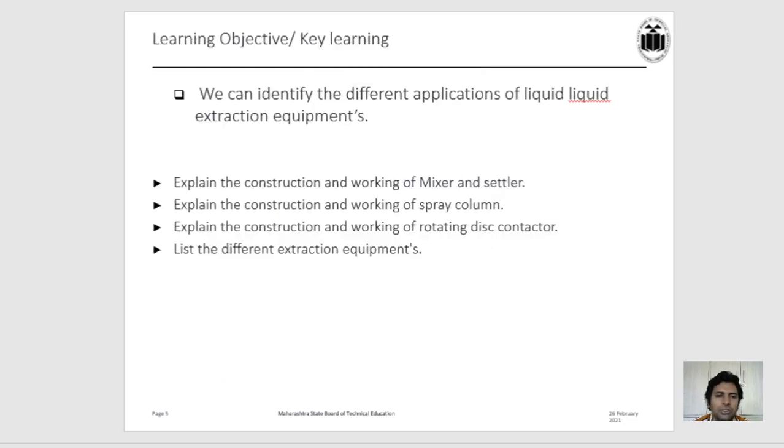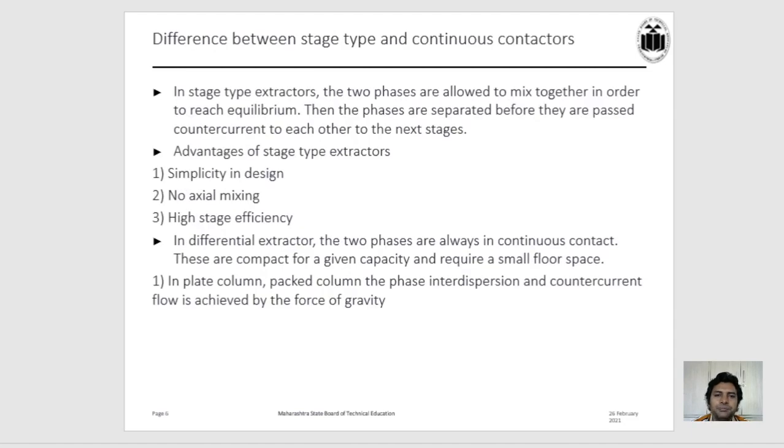So the learning objective for our topic is that we can identify the different applications of liquid-liquid extraction equipments. In that, we'll explain the construction and working of mixer and settler. We'll get the answers to different questions, like explain the construction and working of spray column, explain the construction and working of rotating disc contactor, and list the different extraction equipments.